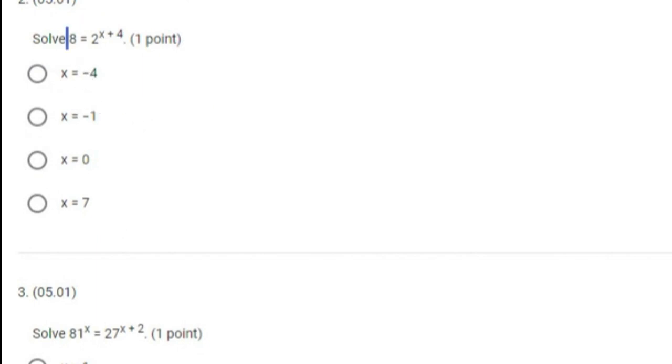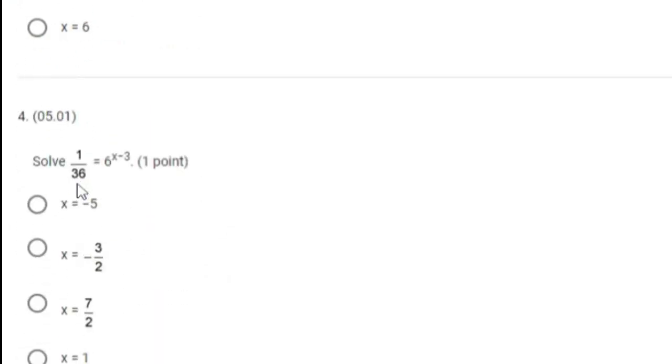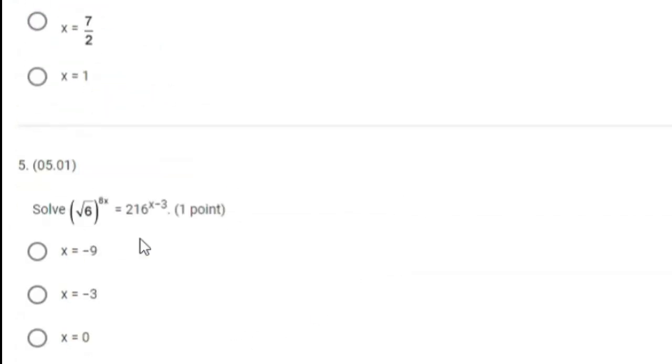Here's one where they give you an 8 equals 2 to the power of. So you're going to have to change that 8 to be a base 2, which would be 2 to the third power. We know that. Here's where you have to change both sides. This is an 81 and a 27. Those are both a power of 3. So you can change those to 3 to a power, 3 to a power. 1 over 36, so that is a base 6. They left the other side base 6. And then they give you one with a square root 6.